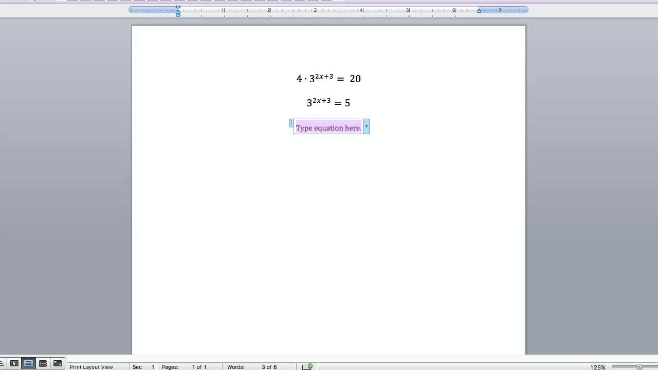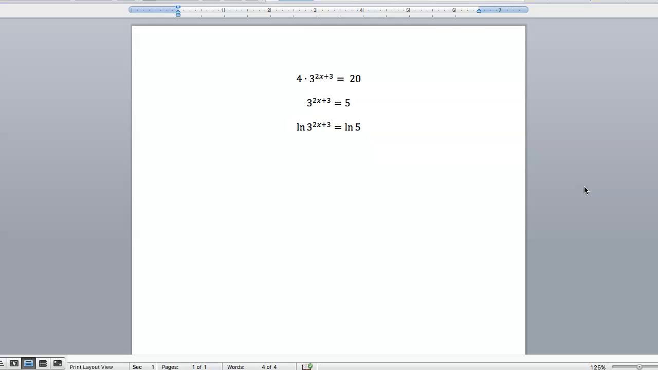Log base 3 of 5 is not the easiest thing to do even with a scientific calculator. So instead I'm going to pick a base that's easy for my calculator to do, which would be either natural log base e or common log base 10. I'm going to pick the natural log just because I like them. So we'll do natural log of that exponential expression equals the natural log of the right-hand side.